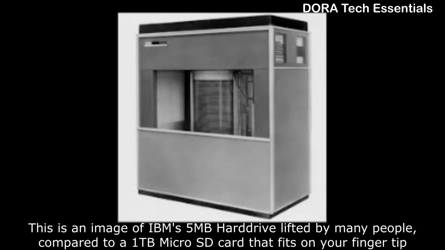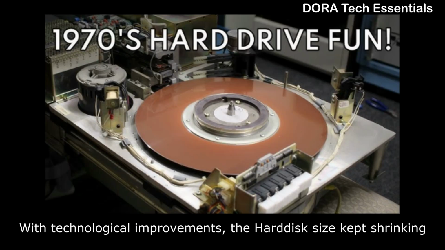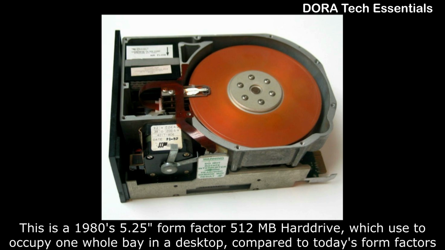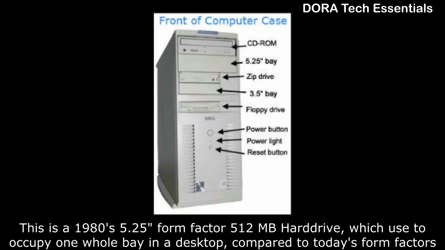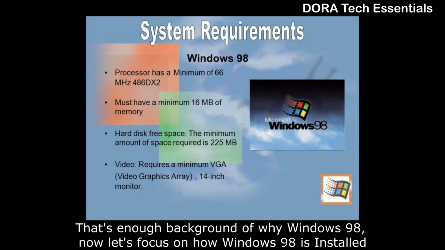This is an image of IBM's 5 MB hard drive lifted by many people compared to a 1 TB micro SD card that fits on your fingertip. With technological improvements, the hard disk size kept shrinking. This is a 1980s 5.25-inch form factor 512 MB hard drive, which used to occupy one whole bay in a desktop, compared to today's form factors. That's enough background of why Windows 98.